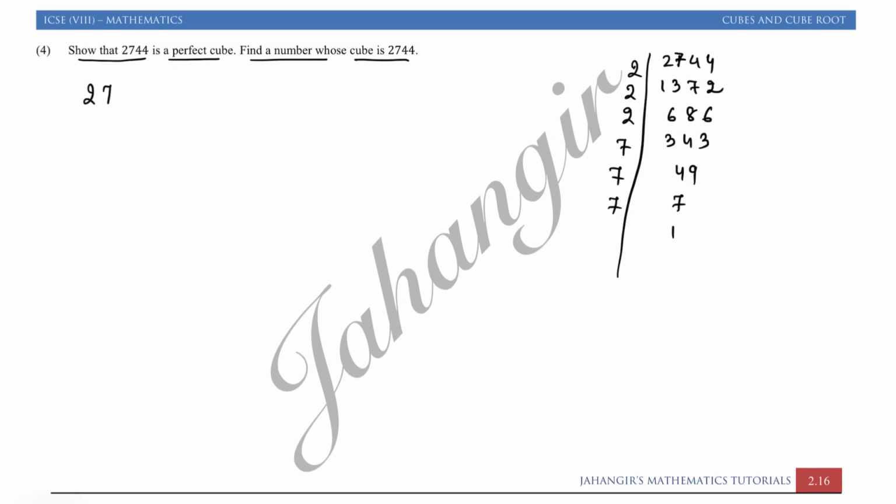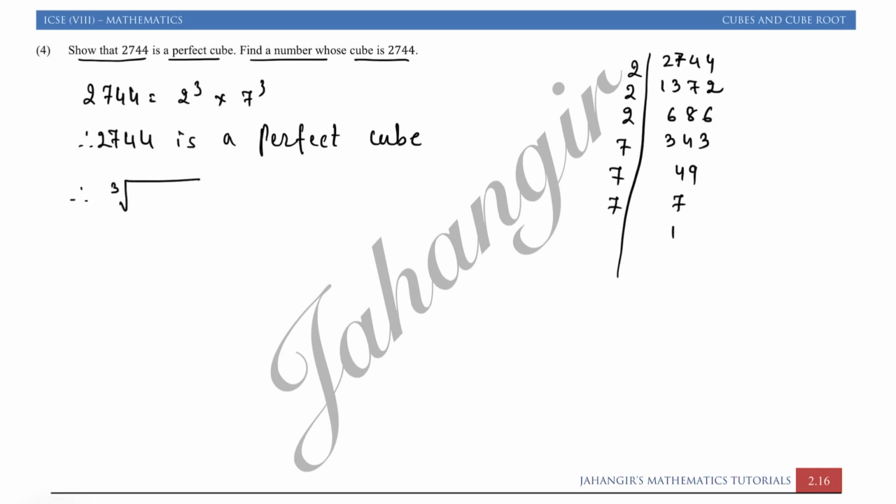So we can write 2744 is equal to 2 cube into 7 cube, meaning both factors are in pairs of 3, so therefore we can say 2744 is a perfect cube. So therefore we have to find the cube root of 2744, that I can write as the cube root of 2 cube into 7 cube. Removing cubes, 2 into 7, that is equal to 14.